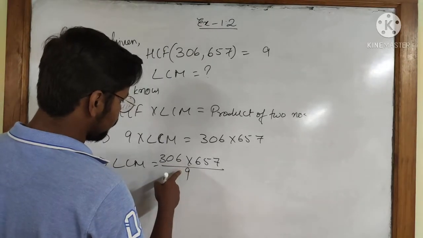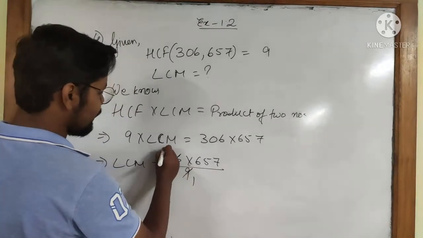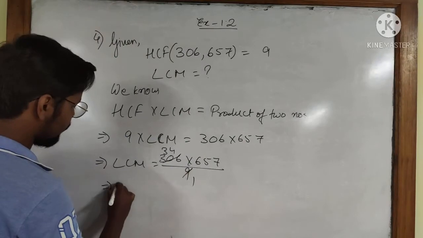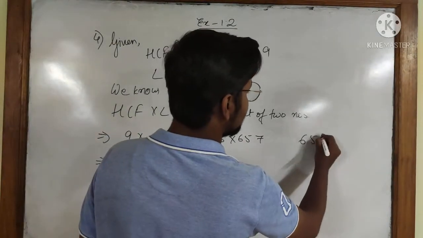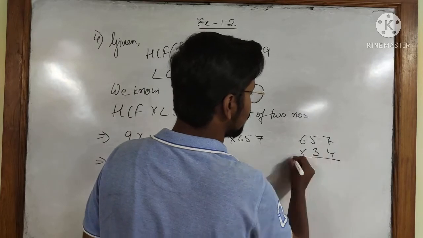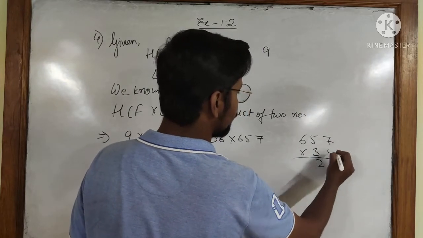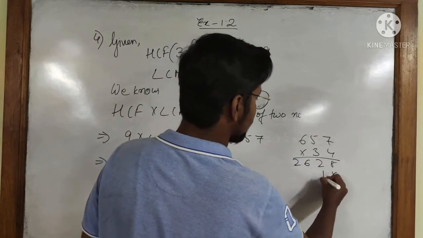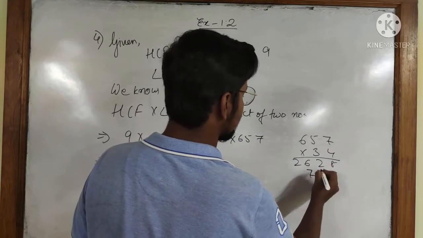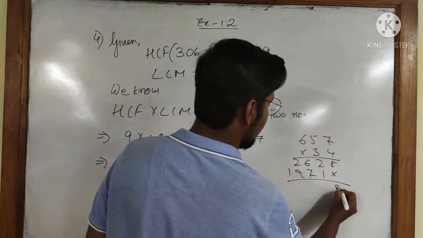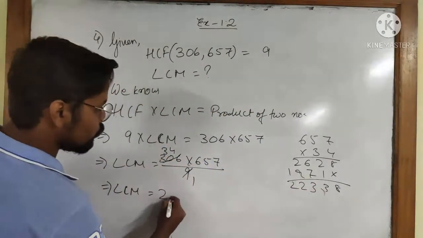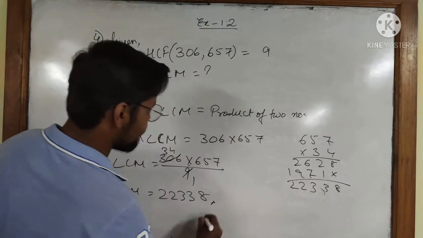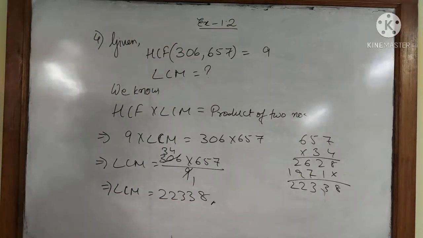9 threes are 27, 9 fours are 36, so 306 by 9 is 34. So LCM will be equal to 34 into 657. So 657 into 34 comes to 22338. This is the LCM. So very simple sum.